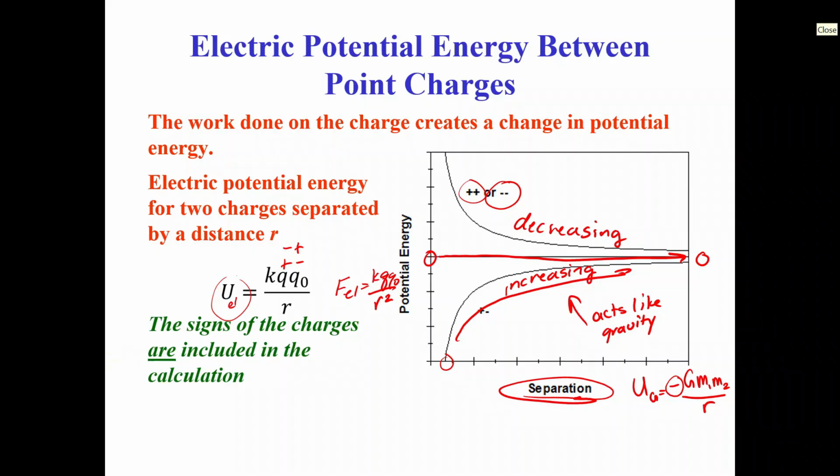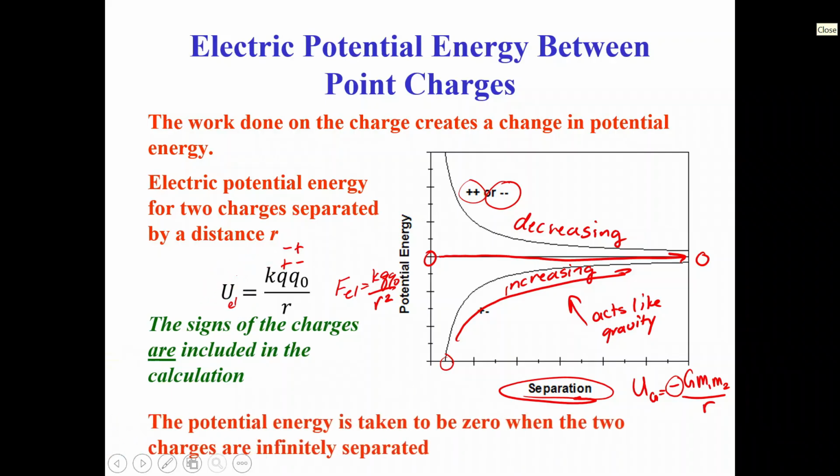So the signs of the charges have to be included in the calculation. The potential energy is 0 when the two charges are infinitely separated. This is actually an assumption that has to be made in order to do the calculus. You could technically define 0 to be wherever you wanted. We do that when we do gravitational potential energy on Earth, where I'd say, oh, I'm going to assume that UG equals 0 at the surface of the Earth. Well, technically it's not, if you use this equation. But we assume it's true. So this equation assumes that our potential energy is 0 at infinity.